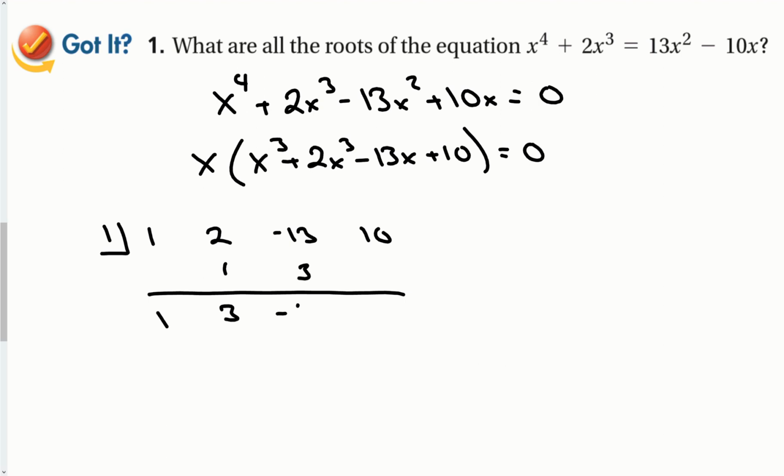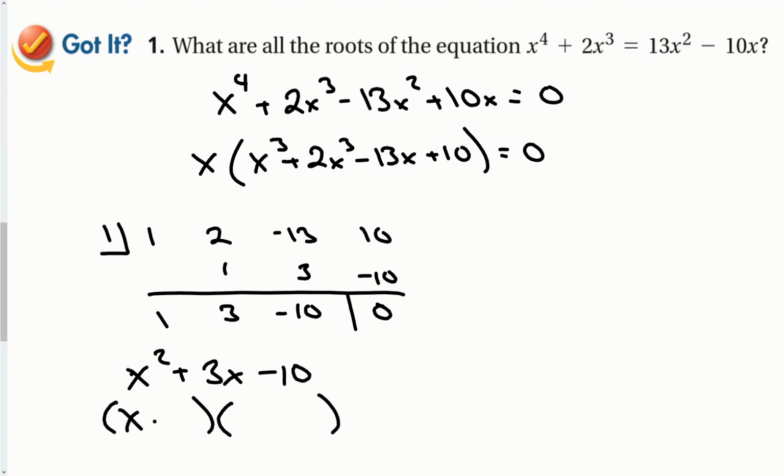3, negative 10, and look at that. One was a factor of this polynomial, a root of this polynomial. And remember, the leftover is now 1 degree less. That was a 3, so now this is a 2. X squared plus 3x minus 10, which factors into x minus 5, x minus 2.